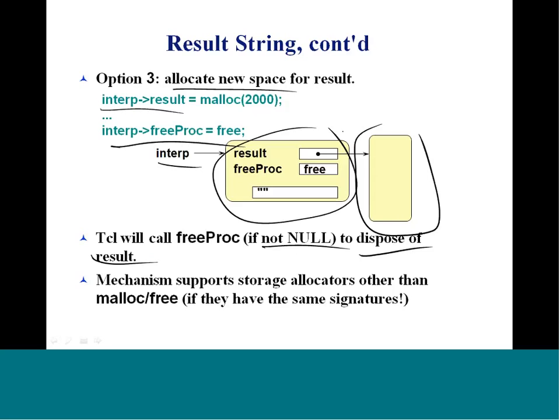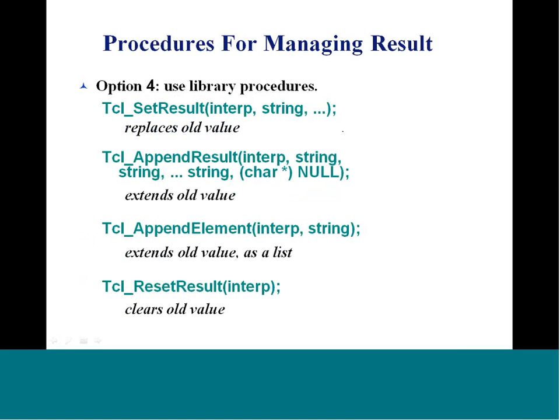So the result is created and then it is sent to the program for further processing, while this procedure itself disappears. So the mechanism supports storage allocators other than malloc and free.